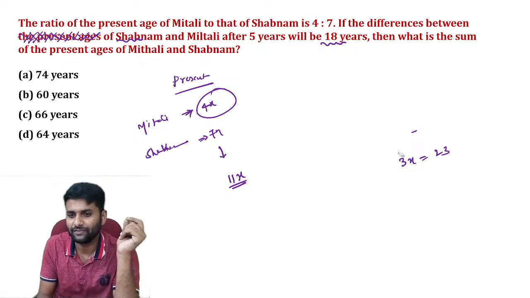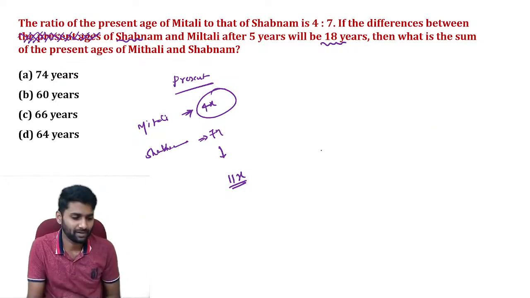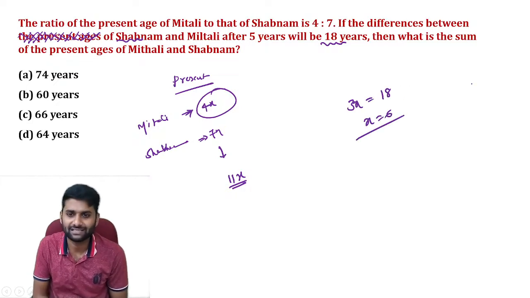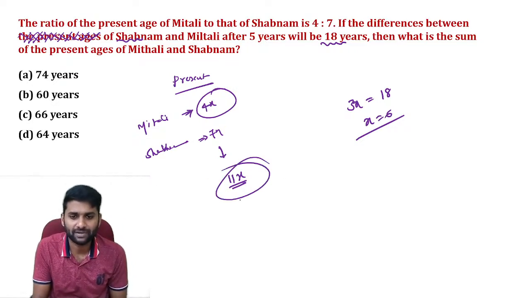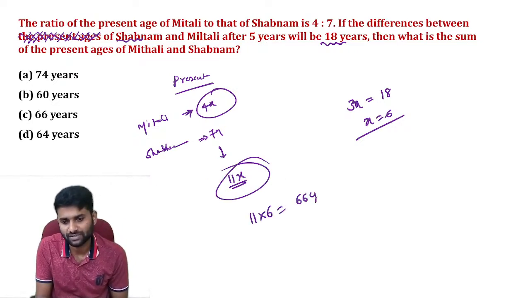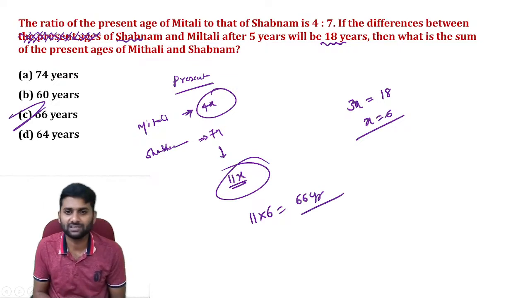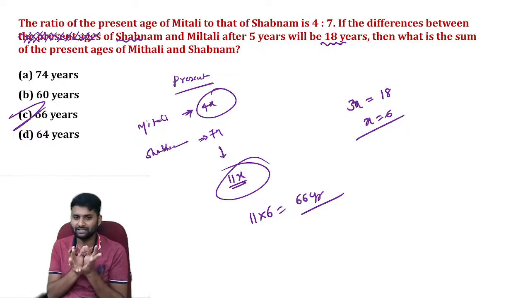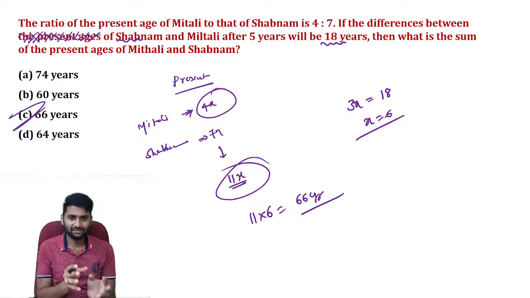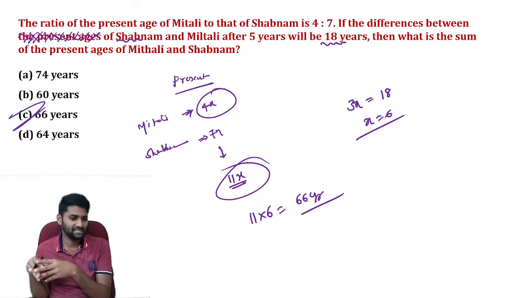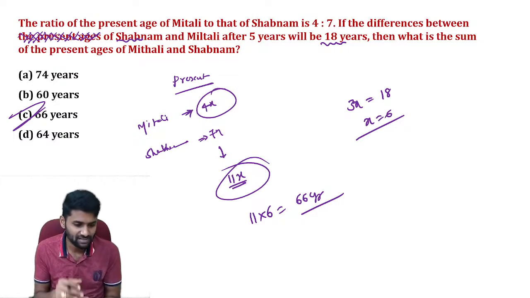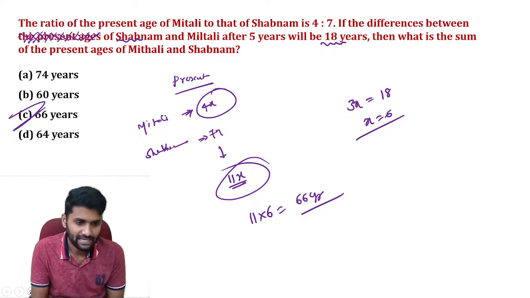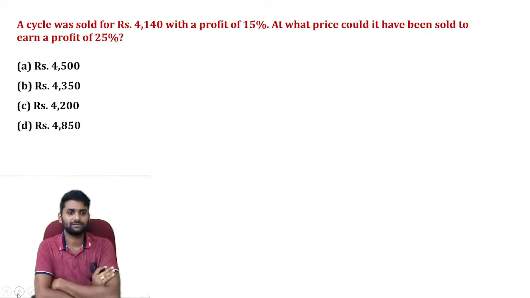It means the difference between Mithali and Sabnam is exactly equal to 3x. If 3x is equal to 18, then x is equal to 6 years. Now, what is the sum of their present ages? The sum of the present ages is 11 into 6, which is equal to 66 years. Sorry, that was a printing mistake here. Remember, guys, the present age difference is exactly the same as the age difference after 5 years. There is no change in the age difference as the ages increase. Remember that. Age difference is always constant. Next, go through the next one.